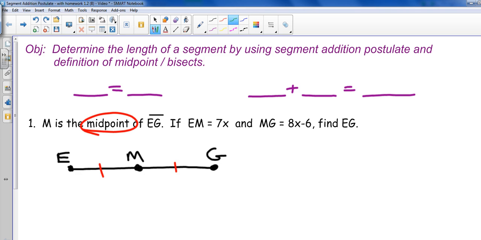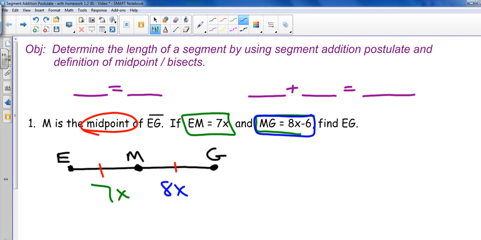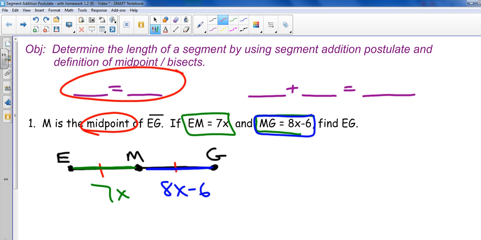Let's go ahead and put our expressions on there and see what we've got. EM is 7x. MG is 8x minus 6. And that's all the given information that I have. So just looking off of that, I would be tempted to say that we're going to go with the equation that we see on the left-hand side at the top here, where we're actually setting things equal to each other. Because we only have 2 things, versus the one on the right-hand side, we're going to need 3 parts to it. So that's what I'm tempted to say.